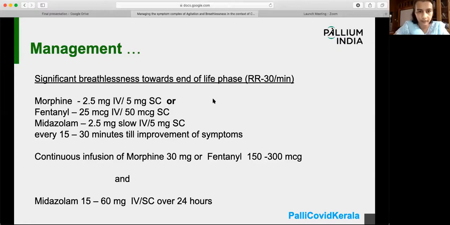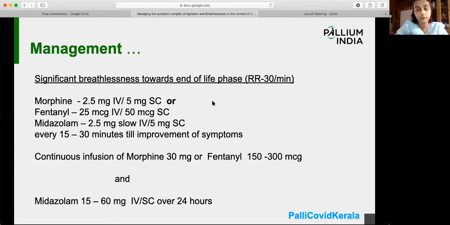Or you could give a 5 milligram start dose and start an infusion. Or a continuous infusion with morphine 30 milligram and fentanyl 50 to 150 to 300 microgram can be started along with midazolam. All the dosages and maximum doses that we suggest are only suggestions, which depend on the patient's symptoms. Some patients will settle with just bolus doses. Some patients will settle with lower doses of morphine or fentanyl in the driver. With midazolam also, we start with 5 milligram, 10 milligram, and gradually increase to 15 to 60 milligram.